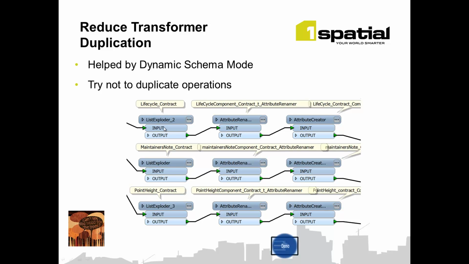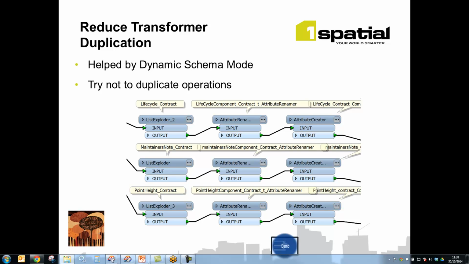So this is a genuine portion of the workspace that we've been looking at, where a list is exploded, a whole bunch of attributes are renamed, and some attributes are created. And in this case, all three transformers rename exactly the same attributes. The same list is exploded. The only difference here is that an attribute is created and set to a different value. So we want to try and see if we can resolve that by forcing features down a much tidier route if possible.